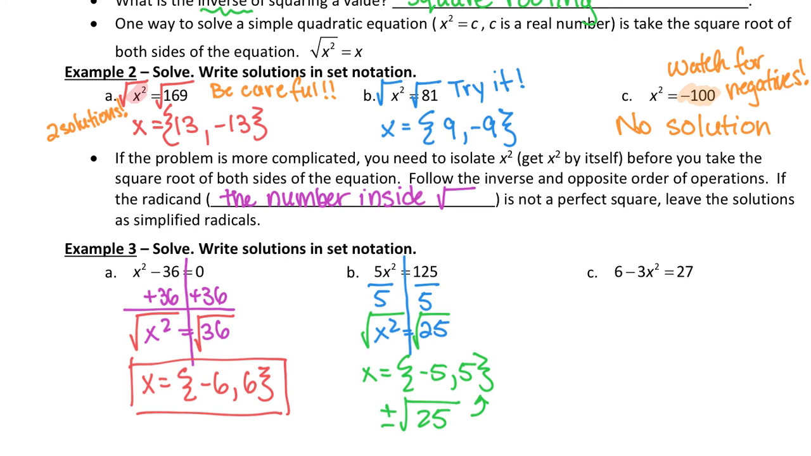And finally, with example C, let's go ahead and draw our line down the middle. We're going to subtract that 6 from both sides. So it's been a while since we've solved some equations. Subtract the 6, we get negative 3x squared equals, let's see, that looks like 21. Divide both sides by negative 3, and we get x squared equals negative 7. And watch out for those negatives. This one is going to have no solution.